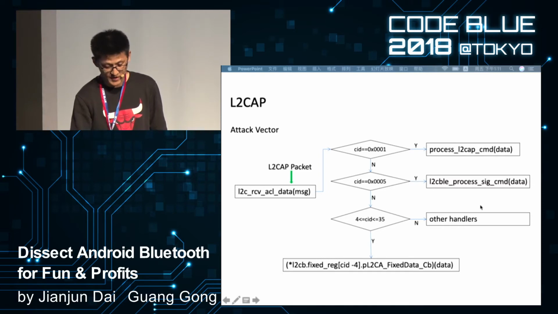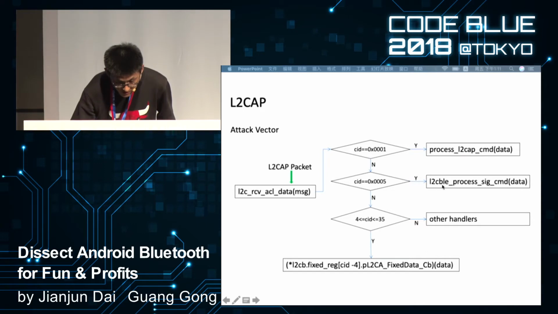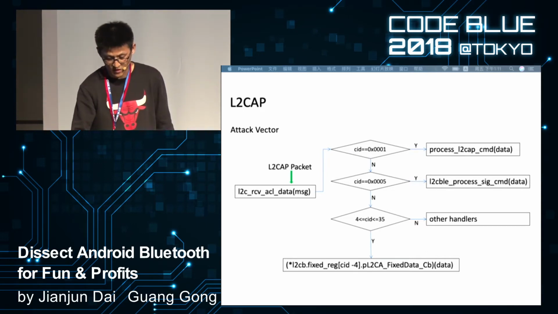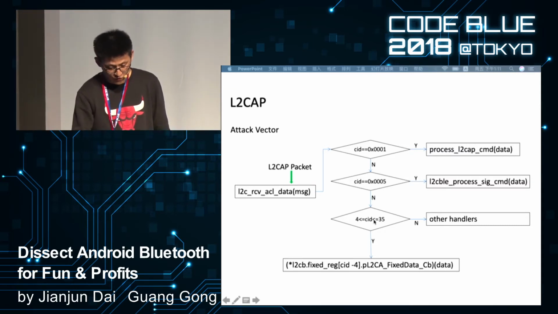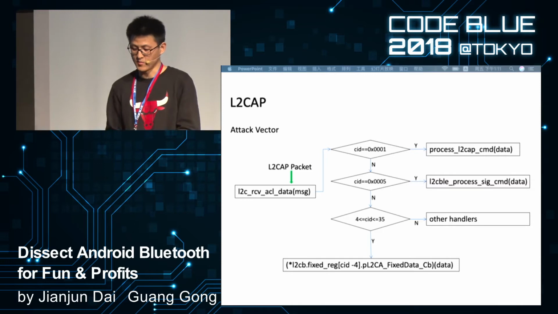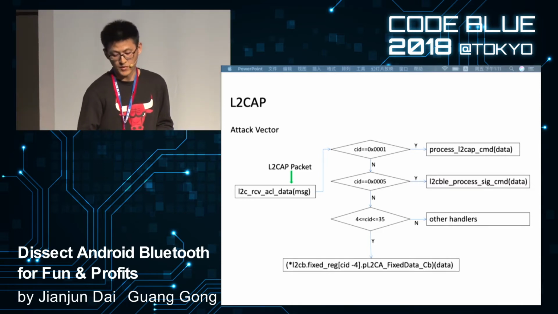Or if it is 5, enter L2C BLE process sig CMD. Or if it is between 4 and 35, invoke the corresponding registered function. Or not, invoke other handlers. Okay, that is the data processing flow. I will discuss some bugs in these data processing functions.